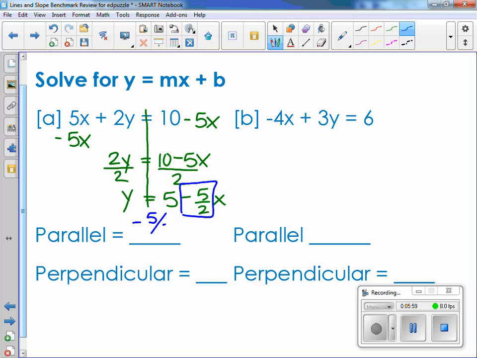Parallel lines, remember, have the same slope. Perpendicular lines have the opposite reciprocal, so you flip it and you change the sign. So since that one's negative, that one's going to be positive. So why don't you try the next one on your own?